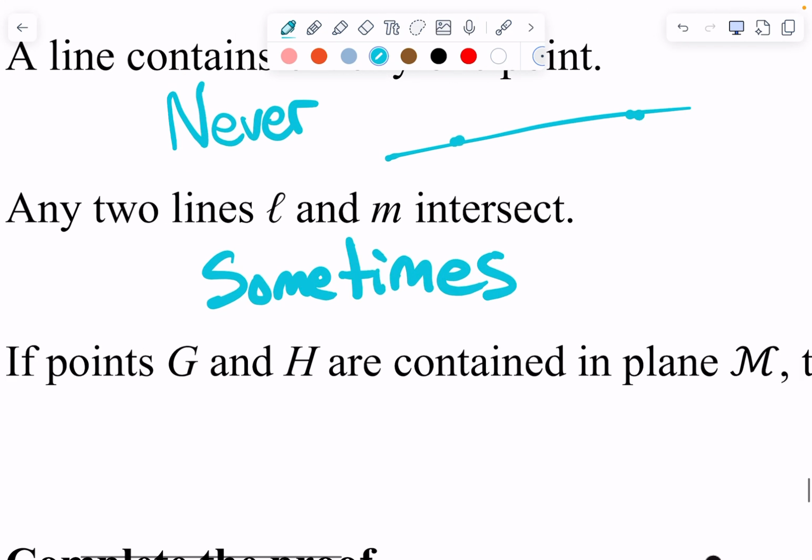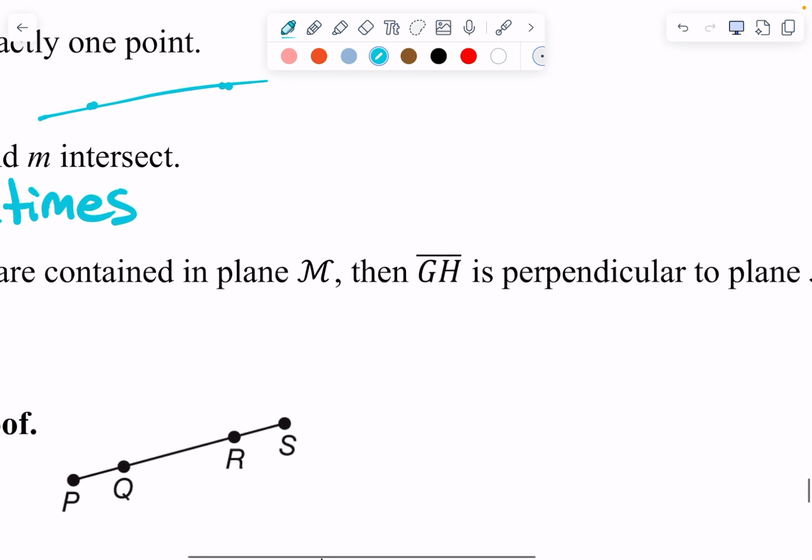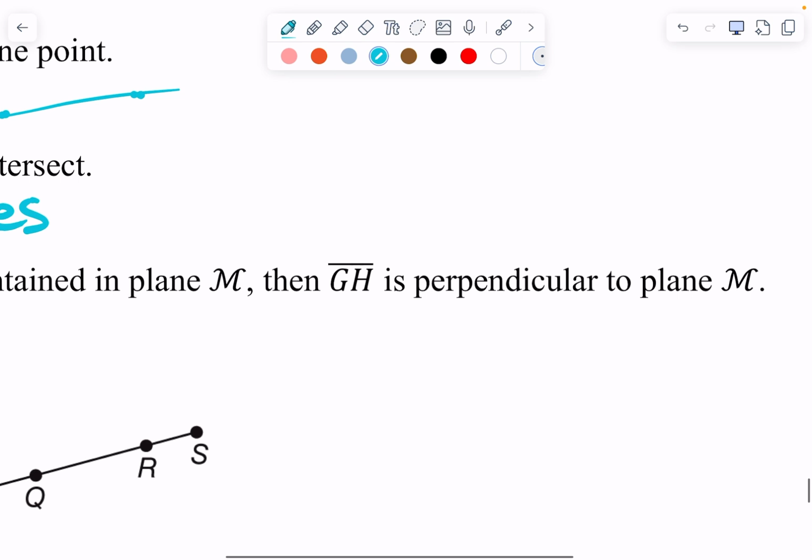Okay, if points G and H are contained in plane M, what does that mean? Contained in plane M? Like they're on top of this plane. So I have a plane and I have 2 dots, right? Like this dot and this dot, right? And GH is a line that goes through those 2. Then it is perpendicular to the plane.